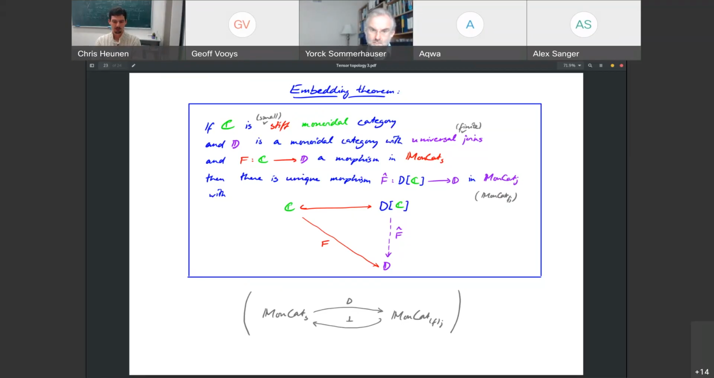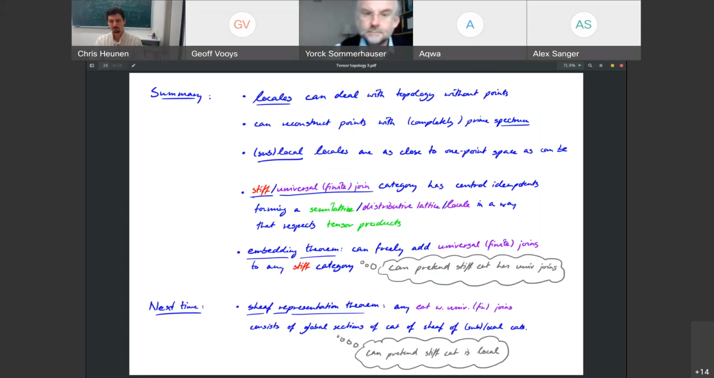A rigorous way of saying this is that all these categories I defined, MonCat S on the left, stiff monoidal categories and their maps, and MonCat J on the right, monoidal categories with universal joins and their morphisms. There's an inclusion from the right into the left. This completion D is a left adjoint of that. Okay, this was the goal for the day. This is what we wanted to do. We can embed any stiff monoidal category into one with universal joins.